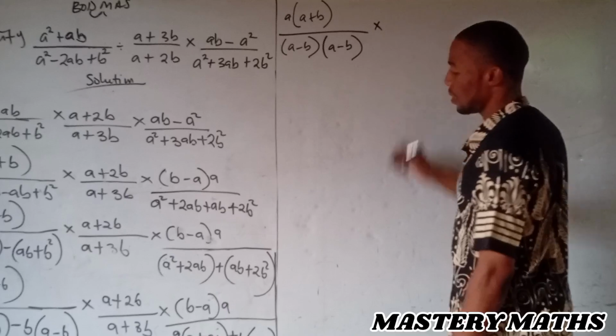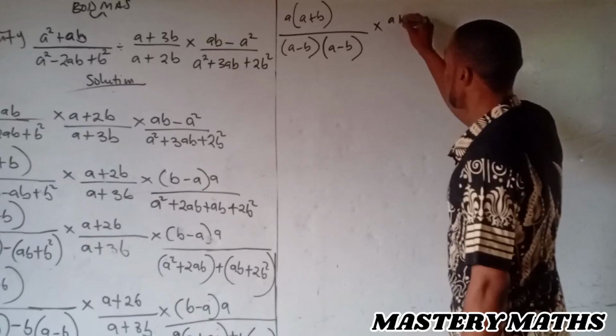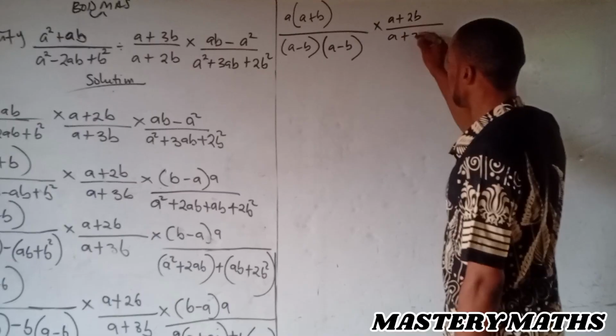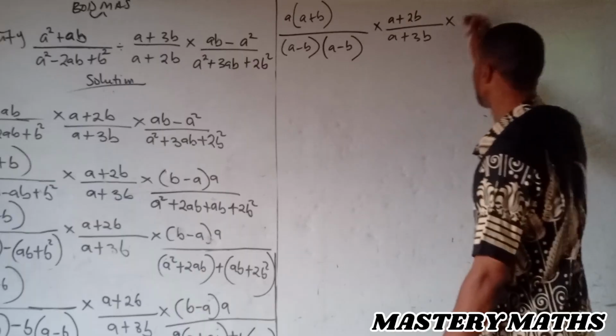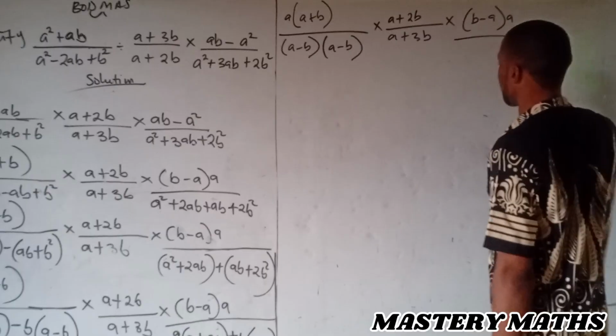Now you have your sign. What will be the next one? These two, you bring them down. The same thing, A plus 2B over A plus 3B times this same thing, you bring it here. You have your B minus A and your A outside.